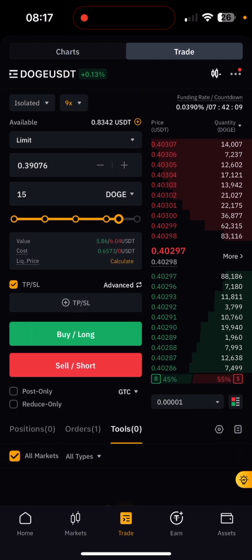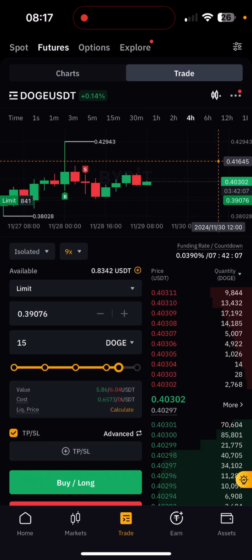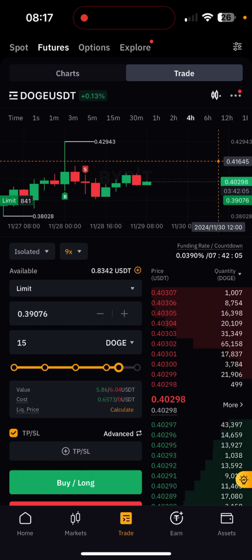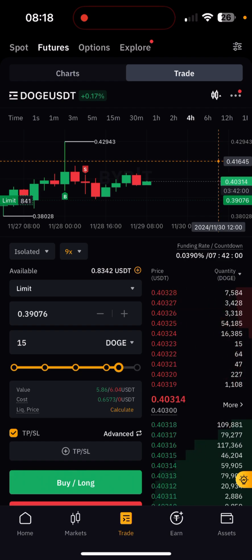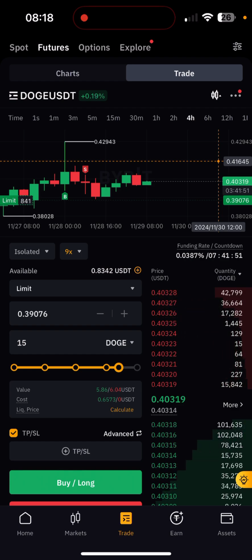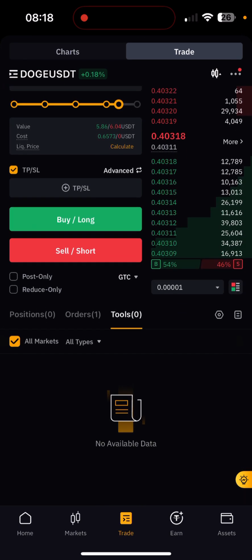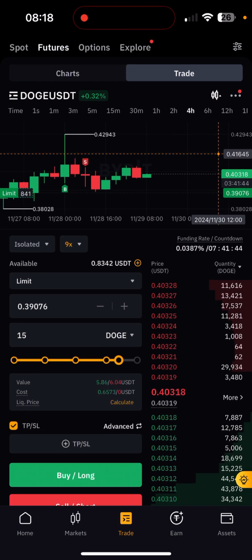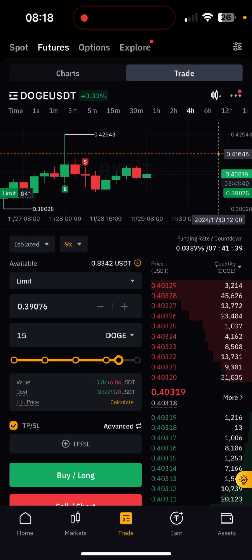Your trade closes, and it comes to your available balance up here, adding to what you have here, and you see you've made your profits. Don't forget what the available balance is, just directly under the isolated and the 9x, which is the leverage. So this is how we place trades using the phone interface, and that is how we do this on futures.